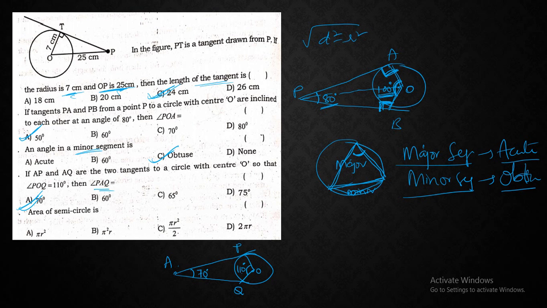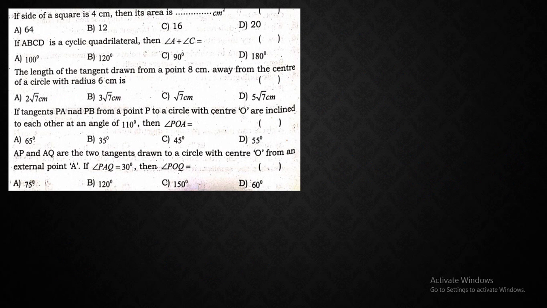So area of semicircle. So semicircle means half of circle only, no? So area of circle is pi r square, so the answer is pi r square by 2. Next, moving on to one more question. If the side of square is 4, then its area is 4 square, which is nothing but 16. So cyclic quadrilateral. So what is meant by cyclic quadrilateral? Cyclic quadrilateral means all the vertices should lie on a circle.